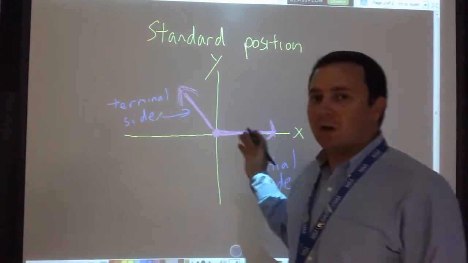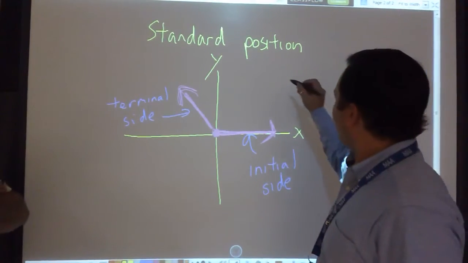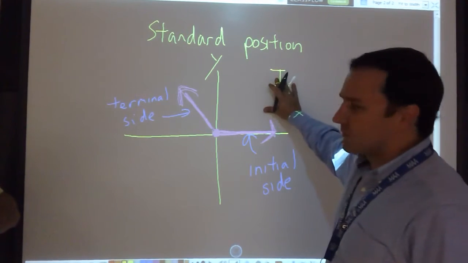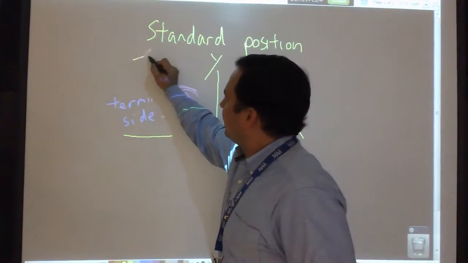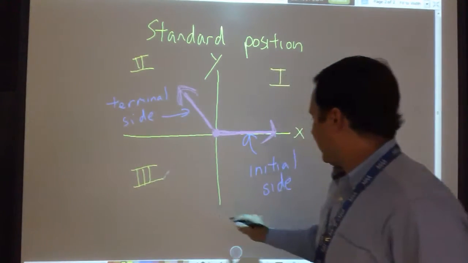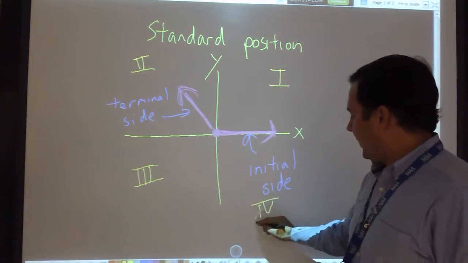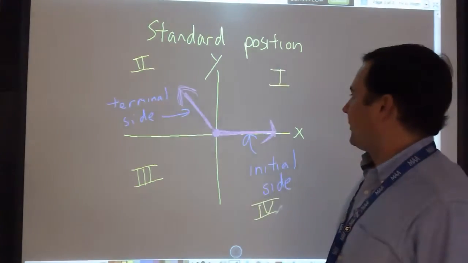And if you'll recall these quadrants, we name them with numbers. This is quadrant 1. And moving counterclockwise, this is quadrant 2. This is quadrant 3. And this one's quadrant 4. And it's tradition to number them with Roman numerals instead of Arabic numerals.